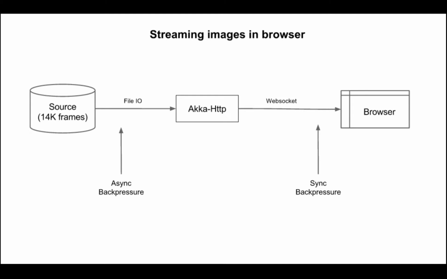So there are two kinds of back pressure. On the left hand side, it is all async back pressure because it's using Akka streams. But on the right hand side, the trigger of the back pressure is synchronous because JavaScript is single threaded, and each render will not allow the next message to arrive on the WebSocket unless it has rendered. So let's do that. I'm going to start my server.